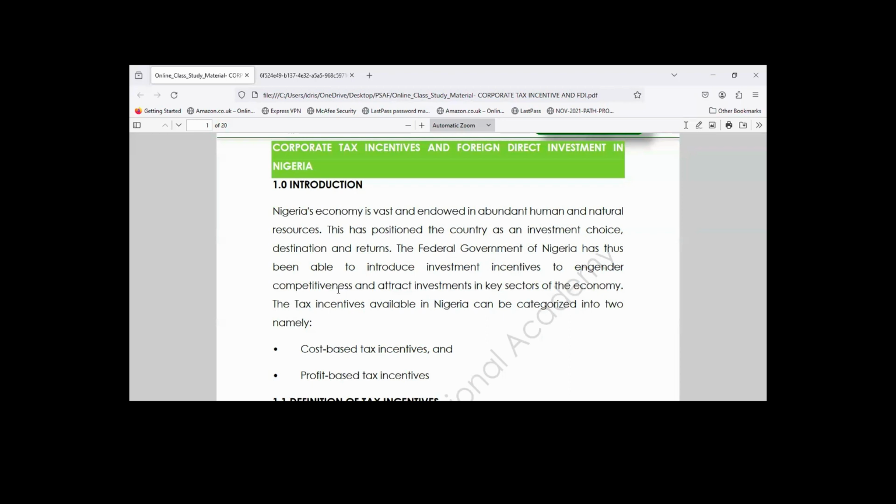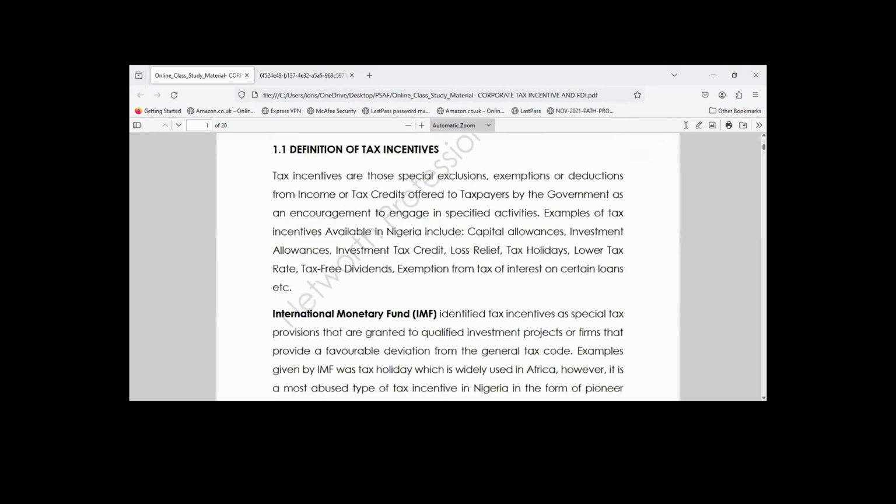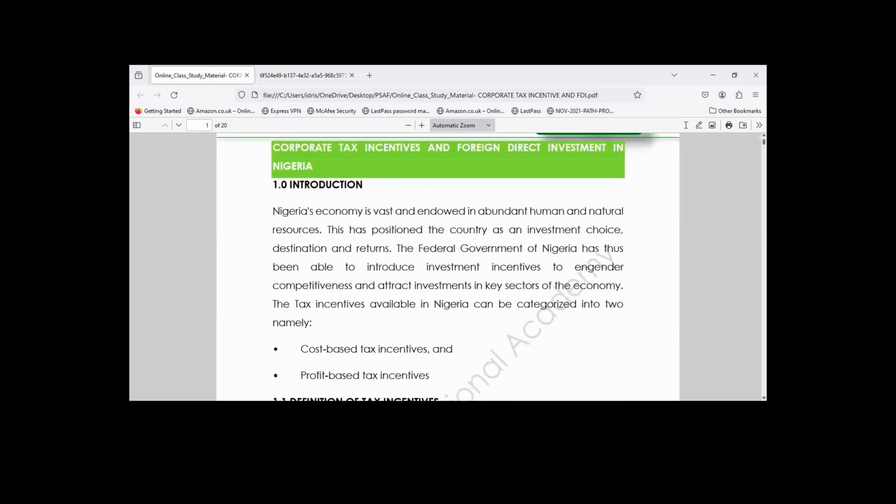Secondly, the second angle of this topic is for indigenous companies, for companies that are already established in Nigeria. What incentive, what encouragement can we give them so that they will continue to be in operation? They will not divest their investment from Nigeria to other countries. Do you understand? How do we encourage small companies? So all these are corporate tax incentives.